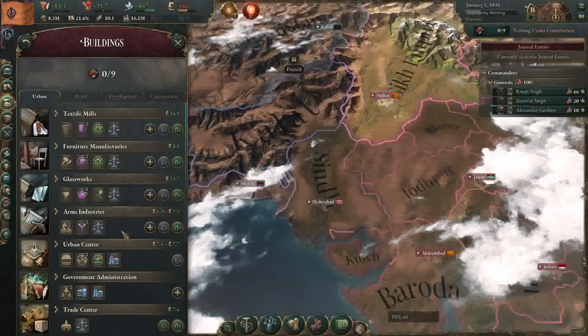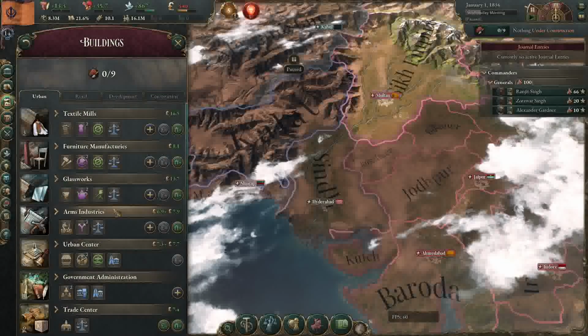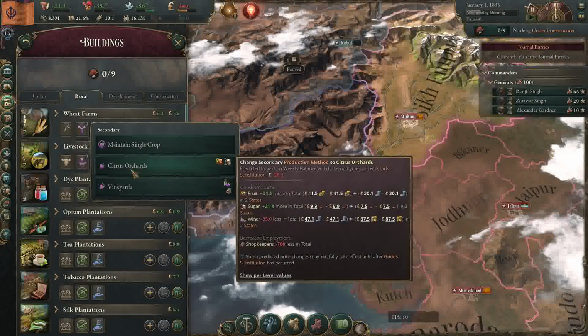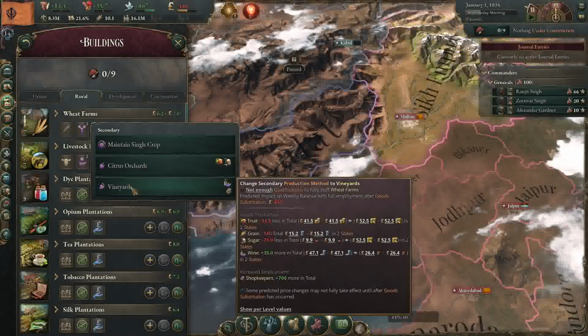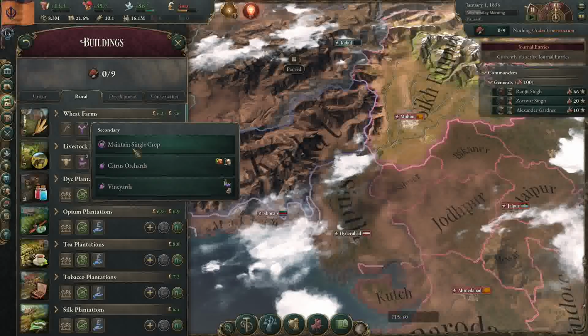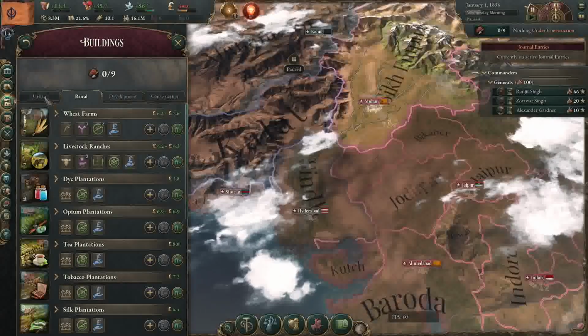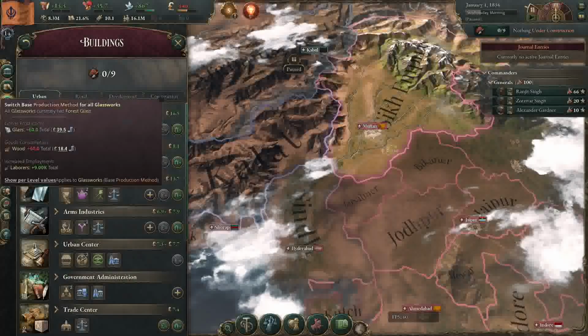Your buildings, you start with literally no tools. You start with a 5 stack of arms industry, which is really big, 2 construction sectors, and you can switch into citrus orchards if you want. But it ultimately is not going to help that much versus staying in full vineyards or maintaining single crop. So I wouldn't make too many adjustments in terms of your buildings over here, and just take advantage of the resources that you have. So you have glass.